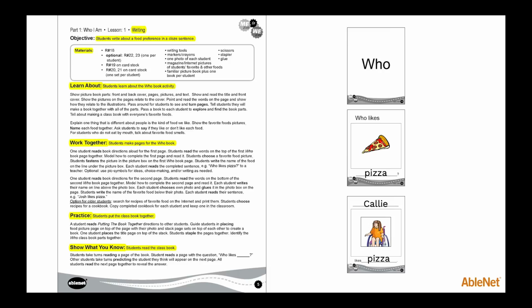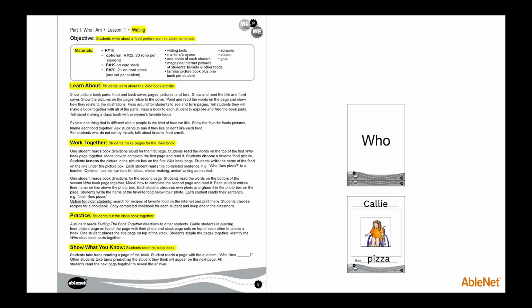Each student creates 2 pages based on their preferences. For example, the pages titled Who Likes Pizza and Callie Likes Pizza were created by Callie. All pages created by the students in the class are fastened together to create the class book.